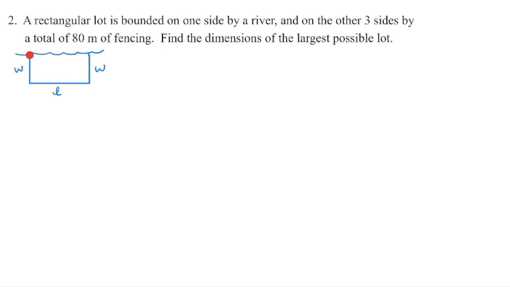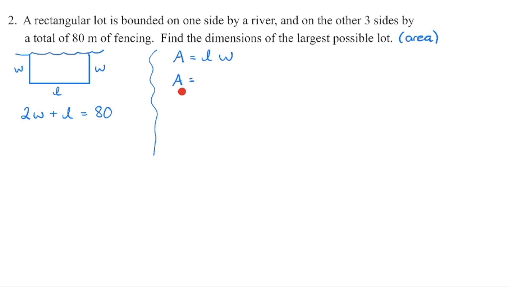I'm going to have a fence here, here, and here. And altogether, I know that's going to be 80 meters of fence. I'm looking for the dimensions. So dimensions are the length of the width and the length of the length for the largest possible lot. So when we're dealing with the largest possible lot in here, that's the area that we're referring to.